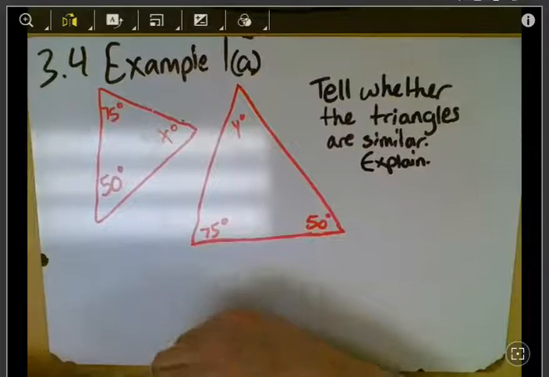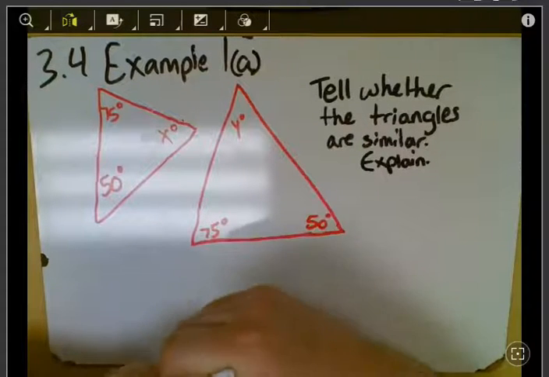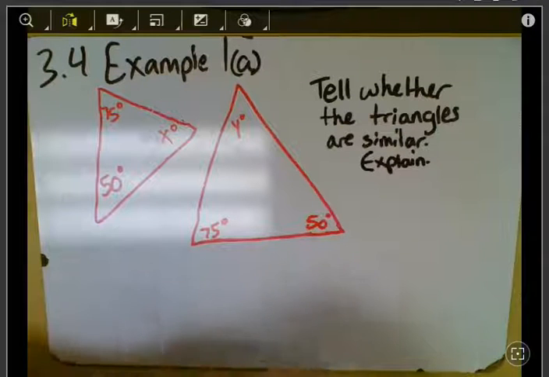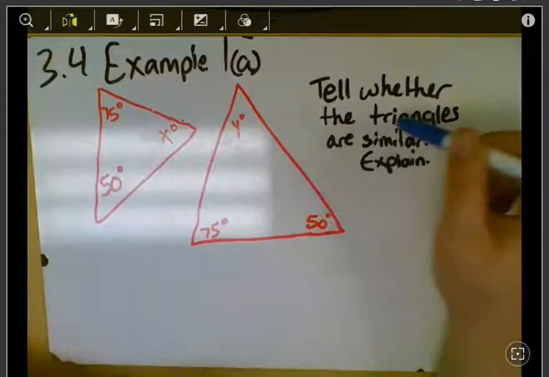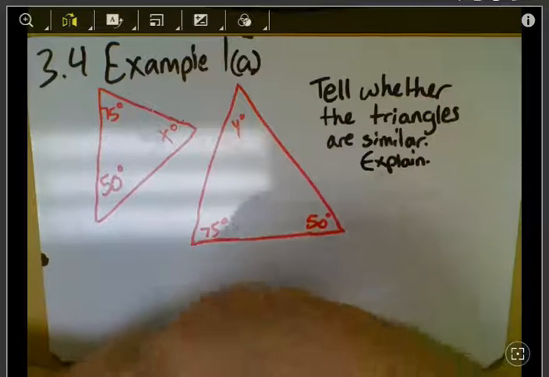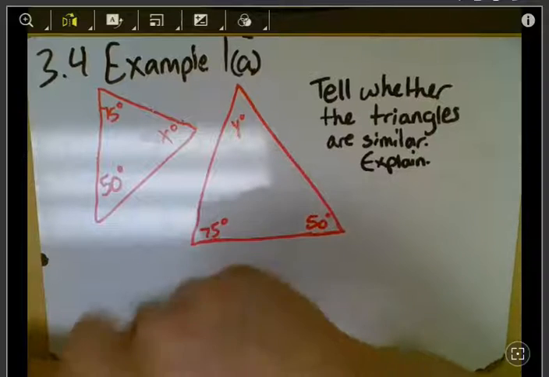Alright, so today we're doing example 3.4. No, 3.4 example 1. This is part A of example 1. What we're supposed to do here is tell whether the triangles are similar and explain. To do that, we should use the key idea from earlier on in the page.